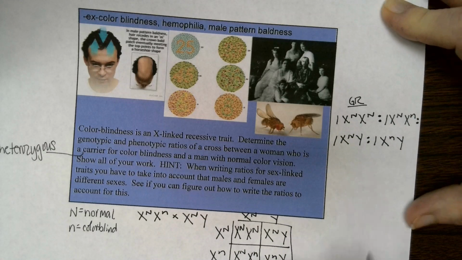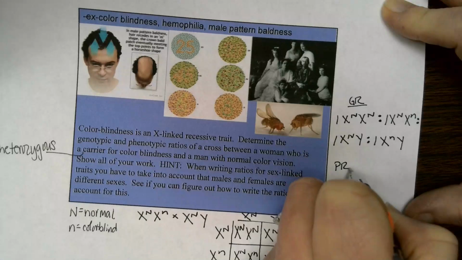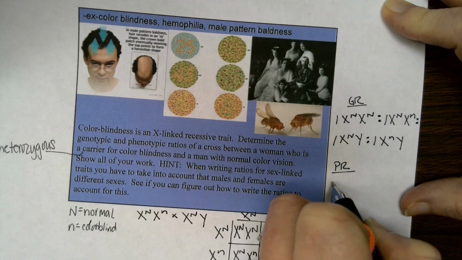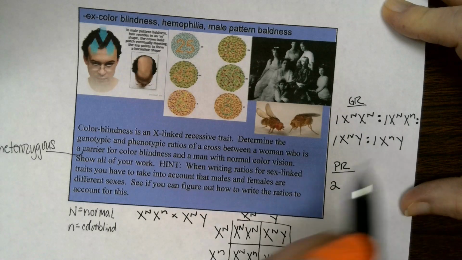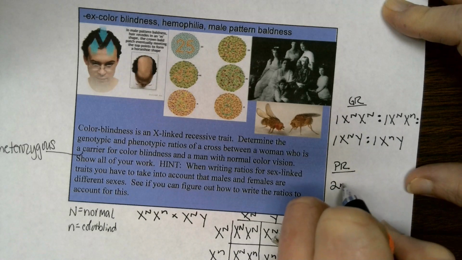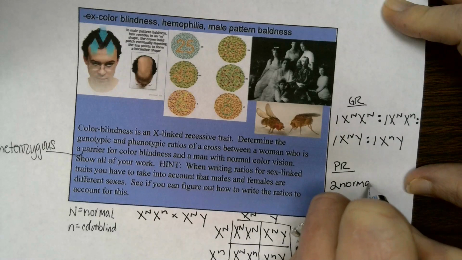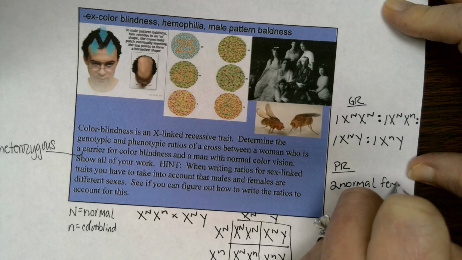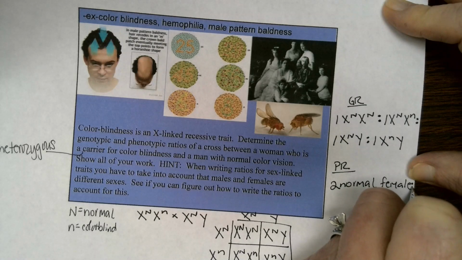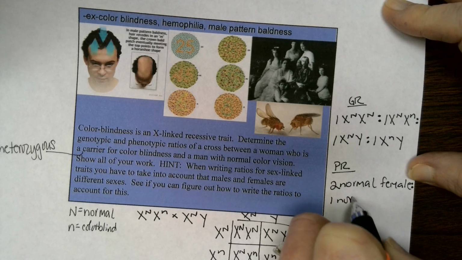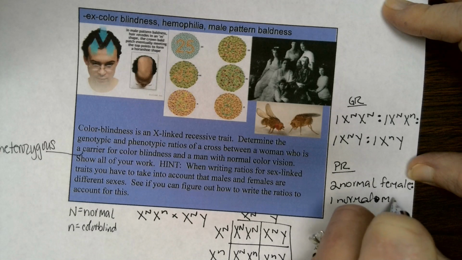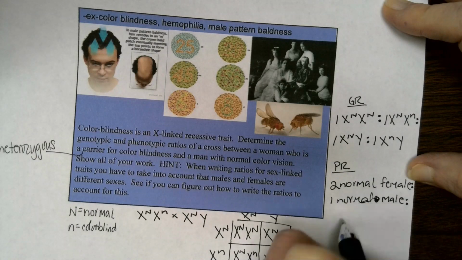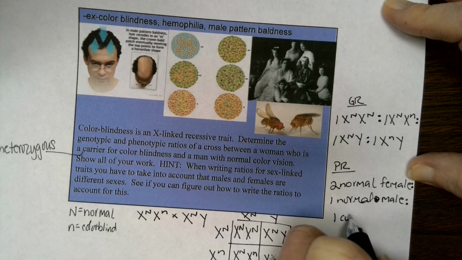So from a phenotypic ratio standpoint, we're going to get 2, these are both going to be normal color vision, but in females. So 2 normal females to 1 normal male, to 1 colorblind male.